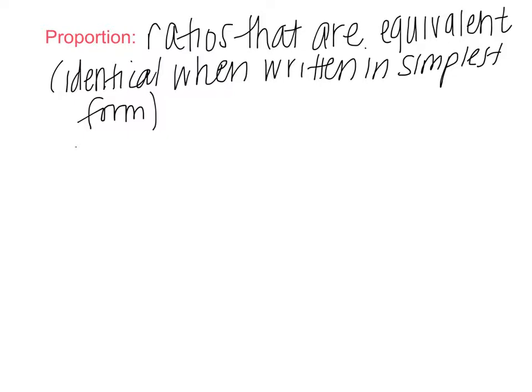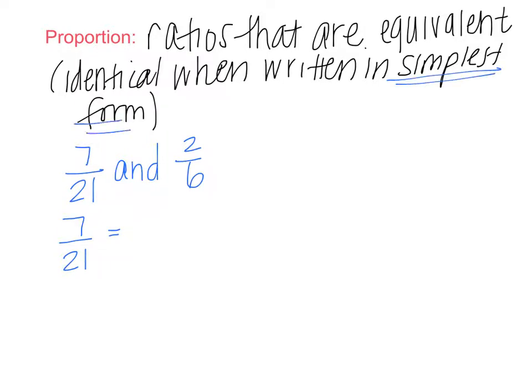If I give you 7 over 21 and 2 over 6, I want to know if those are equivalent. So I'm going to start with 7 over 21. Well, if I reduce this because I want to get it in simplest form, I can divide the top and the bottom by 7 to make this 1/3. So the fraction 7/21 in simplest form is 1/3.